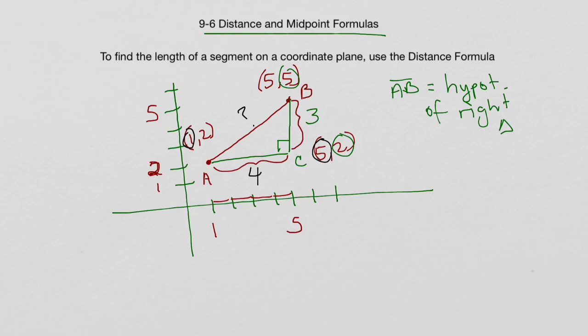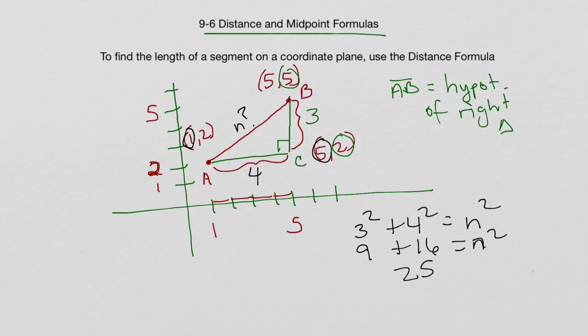Well, in the last lesson we learned the Pythagorean theorem, which would say that 3 squared plus 4 squared should equal, we'll call this n squared. So if we calculate this out, we get 9 plus 16 equals n squared. We get 25 equals n squared. And if we take the square root of both sides, we'll get n equals 5. So that's sort of a long way of doing this problem. You're not going to need to draw triangles every time I give you 2 points on a coordinate plane. Instead, you're going to use a distance formula.